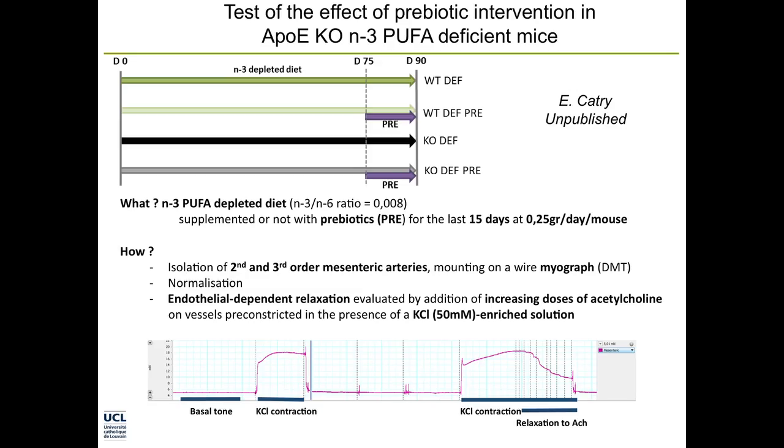And recently, that's unpublished data, we performed an experiment in omega-3 depleted mice, and we tested these omega-3 depleted diets in two types of mice, the wild-type mice, but also the ApoE-KO mice, which are prone to develop cardiovascular disease and vascular dysfunction, for 3 months. And we only treated part of those mice during the last 15 days of the treatment with the prebiotics. We isolated the arteries coming from the mesentery, so the mesenteric arteries, and we mounted those arteries on a myograph just to analyze the potency of relaxation or contraction with different agonists and antagonists. So it was an ex vivo model that was applied.